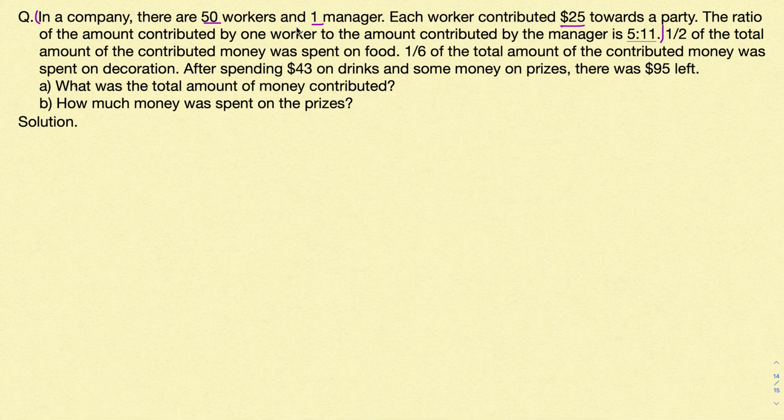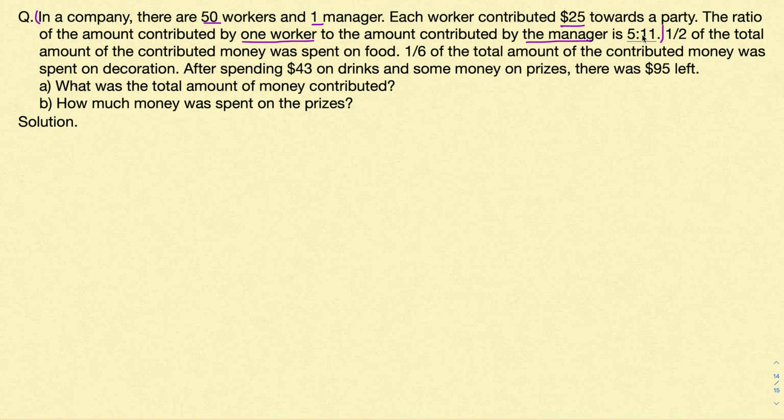Now the ratio of the amount contributed by one worker to the amount contributed by the manager is 5:11. As we know, there is only one manager, so here when they say the manager, they are talking about only that manager. But for the workers, there are 50 workers, but the ratio given here is for one worker to the manager.